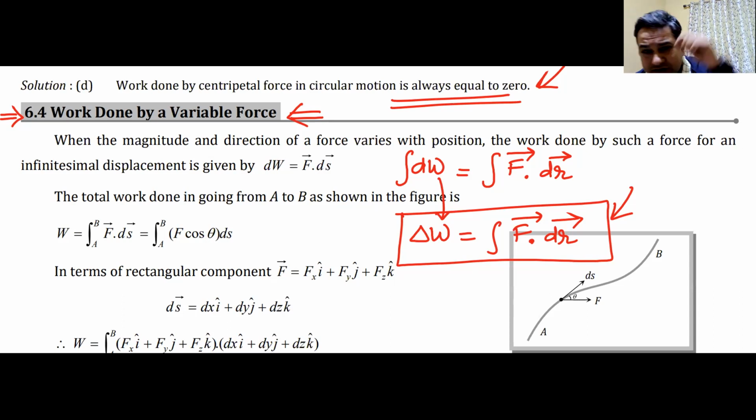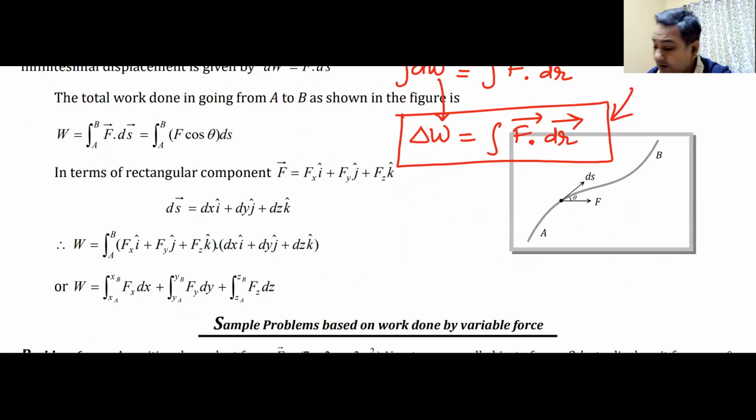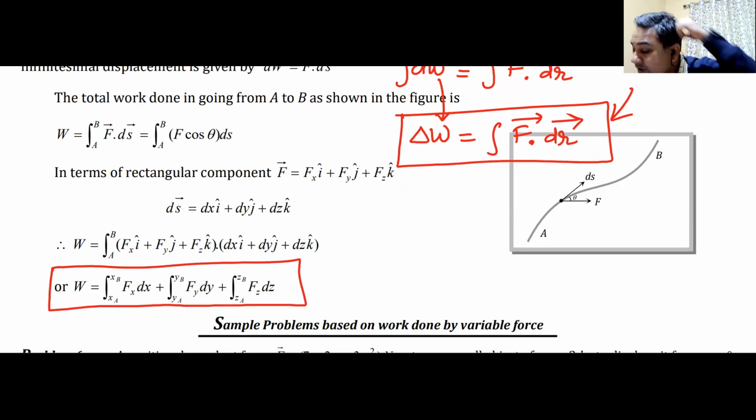I have already given you a small task to do: all the 4 or 5 questions that we have discussed, once again, and you read this topic, work done by a variable force, from the point where I have ticked it to this point. It's only this much up till here. If you can read this one paragraph up till here, it will help us a lot in solving the question.